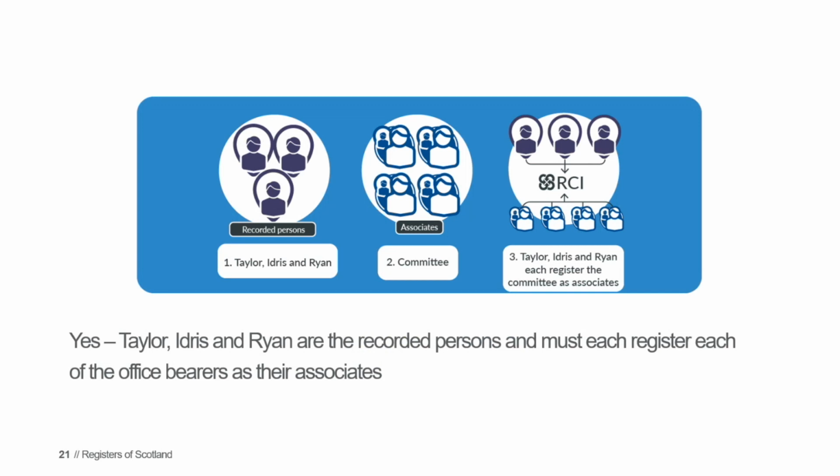Our first answer here is that yes, they are in scope. In this instance, Taylor, Idris, and Ryan would all be recorded persons, and each of them must register each of the 3 office bearers as their associates, as they are not named on the title, but have general control and management roles.